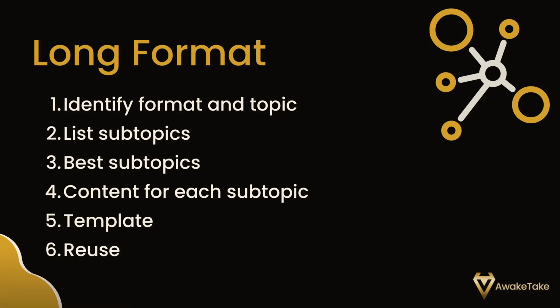So you have 6 steps. The first one is to identify the content format and topic. Then the second is make a list of subtopics. The third is choose the best subtopics. Fourth is create content for each subtopic. Then you will want to create a template. And lastly, you will reuse the content.